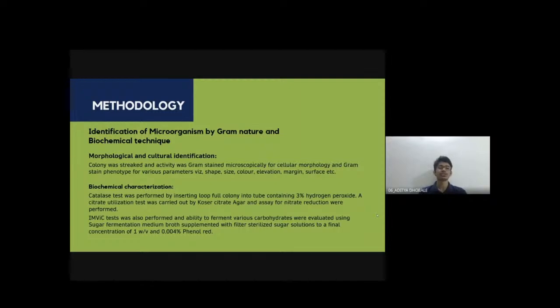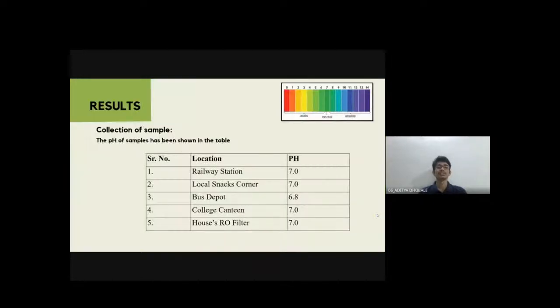Biochemical characterization. The catalase test was performed by inserting a loopful of colony into a tube containing 3% hydrogen peroxide. A citrate utilization test was carried out using Koser's citrate agar, and an assay for nitrate reduction was performed. The IMViC test was also performed, and the ability to ferment various other carbohydrates was evaluated using sugar fermentation broth supplemented with filter-sterilized sugar solution to a final concentration of 1% weight by volume and 0.004% phenol red.